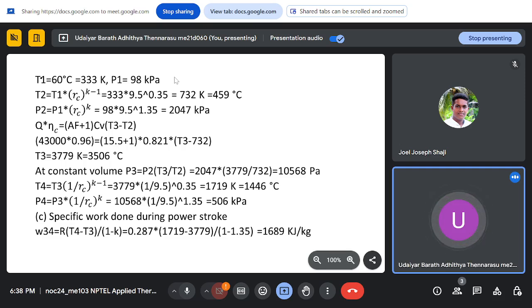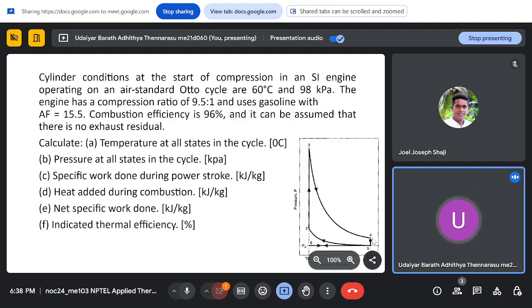Now we can estimate the work done. Work done during the power stroke. The power stroke is the process 3 to 4. Process 3 to 4 is the power stroke or working stroke.